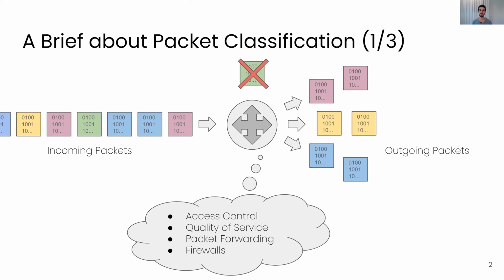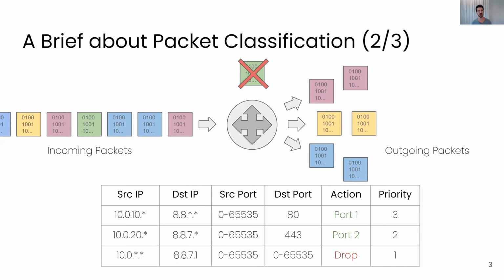Network functions such as access control, quality of service, packet forwarding, firewalls, and many more classify packets in everyday life. Packet classifiers look at the header of each packet and decide what to do with it according to a set of rules, each with several fields, such as source and destination IP addresses, source and destination ports, IP protocol, and more. For instance, OpenFlow 1.4 supports matching up to 41 distinct header fields.